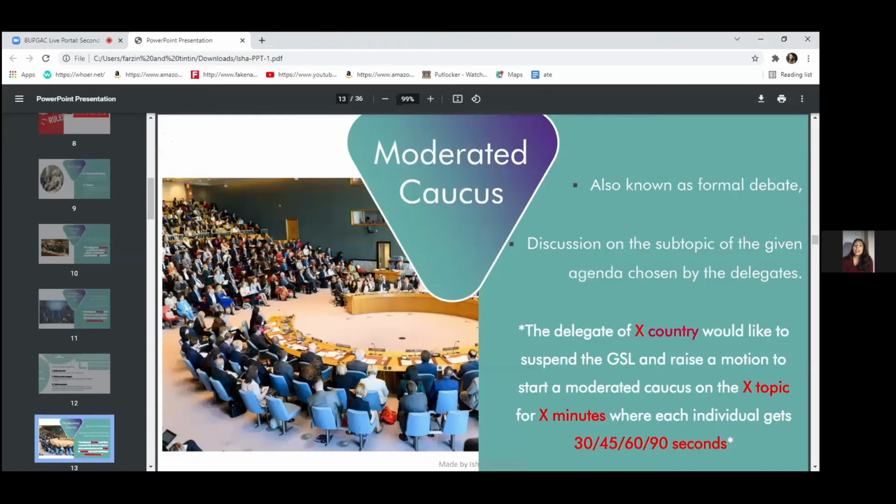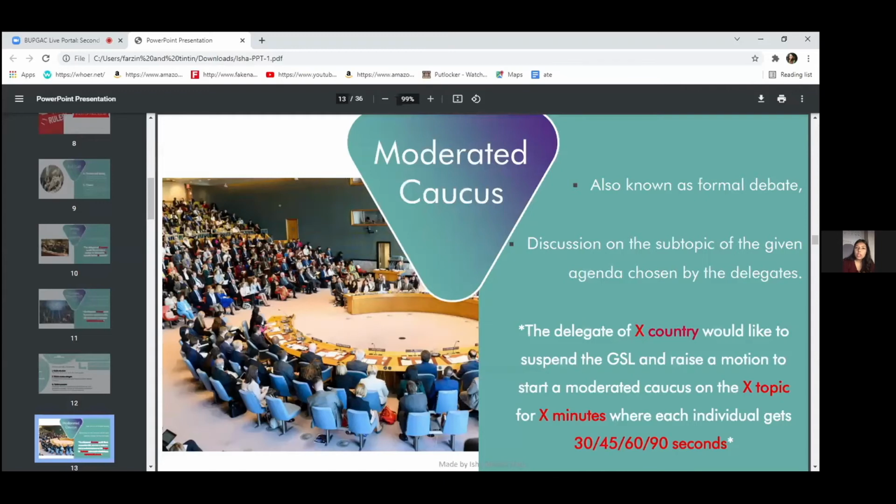So as I said before, GSL continues throughout this committee session, right? However, you can suspend it in between. There are two ways to suspend the GSL: either a moderated caucus or an unmoderated caucus. Let us talk about moderated caucus first. Moderated caucus is just a formal debate session. Each moderated caucus has a particular topic and you discuss that topic one by one.